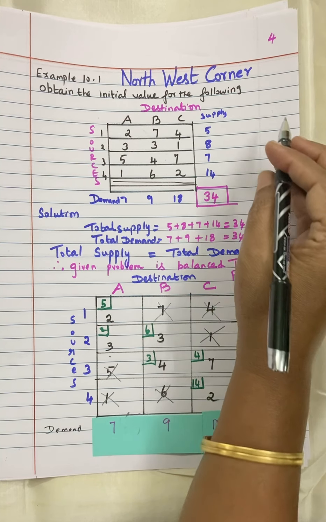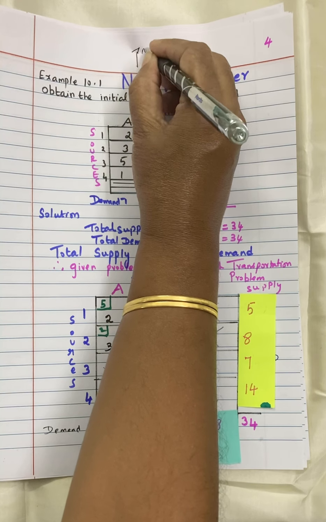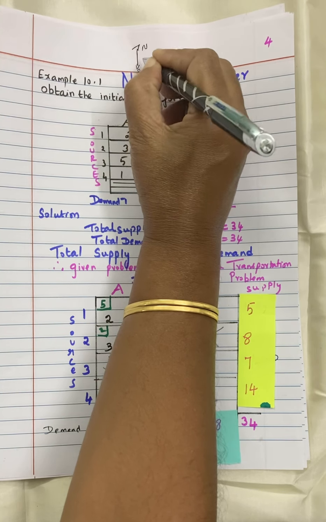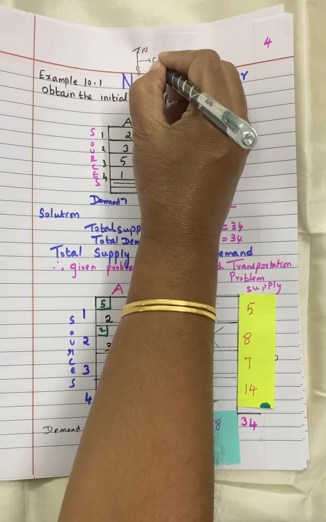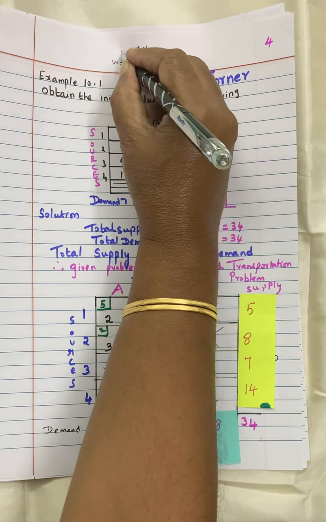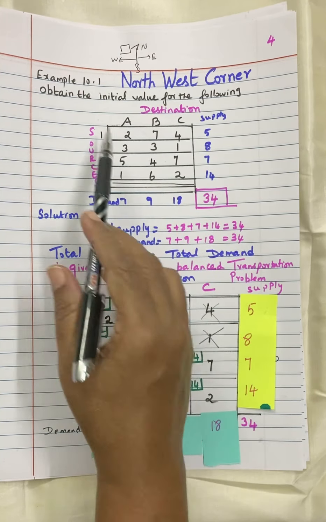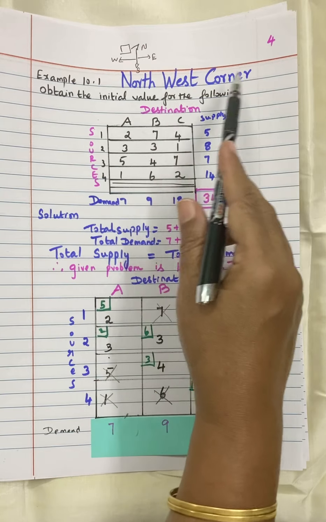Very simple. You have learned it in lower classes. This is north. This is south. This side is east and this side is west. So northwest means the number which is here. Okay. So they have given the problem to obtain the initial value using the northwest corner.